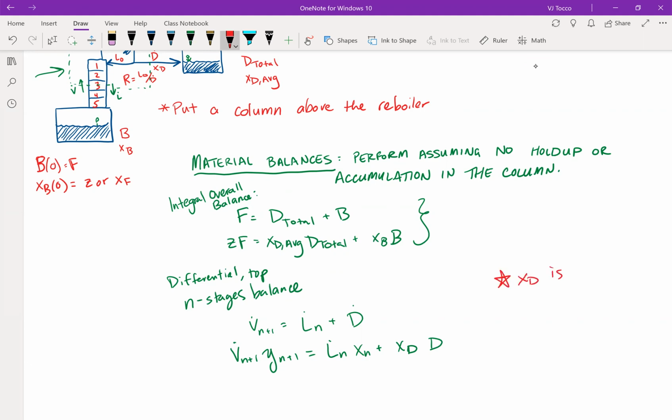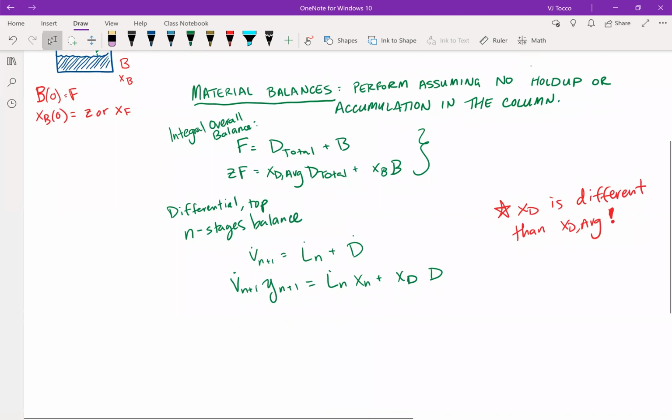xD is different than xD average. I think I'm going to have a homework problem, especially asking you to plot both of these as functions of time so that you see how different they are. Okay, so given these 2 balances for the differential top n stages, you can once again rearrange them. I'm going to skip a couple of steps, but I encourage you to work this out on your own so that you can prove to yourself that you can do it.